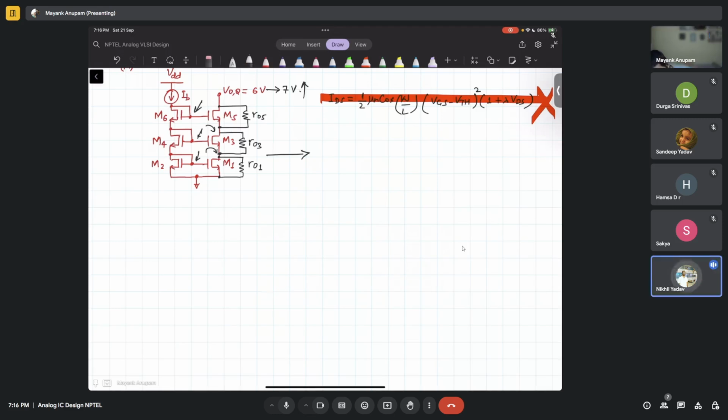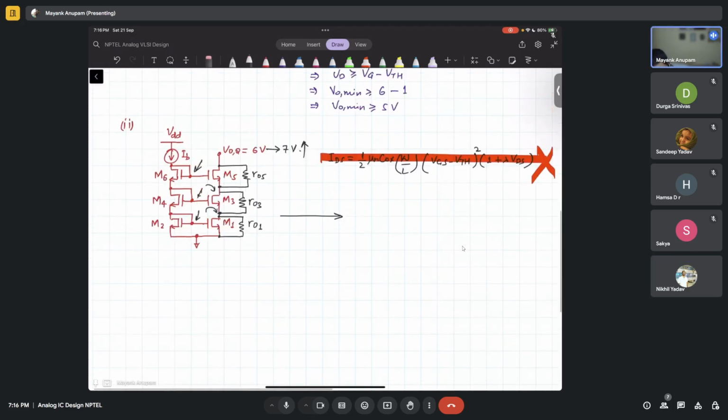Will we get the answer in the first method also? You will get the answer if you can bear the pain of writing the equations. Because here the IDS equation has to be written for M5, M3 and M1, and then you have to equate a whole lot of voltages here and there. It becomes very messy.